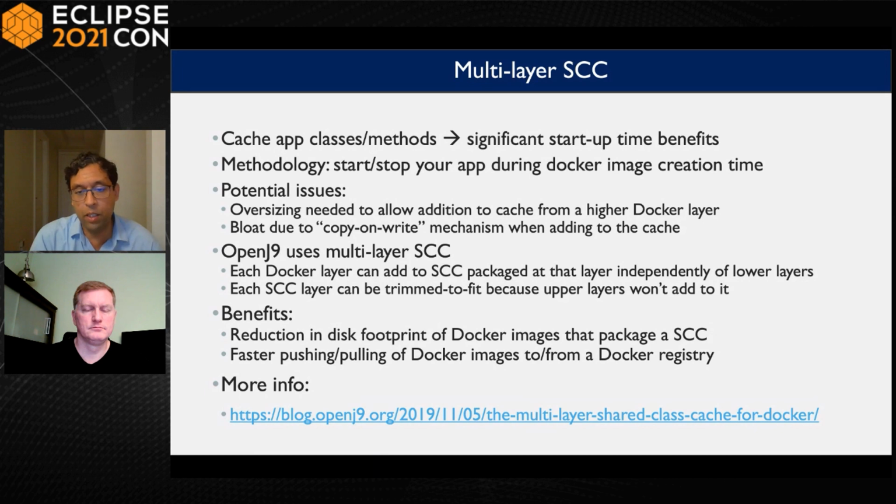One, because these distinct layers are independent of each other, they can be sized independently of each other as well. You don't have to size the OpenJ9 cache to be larger just on the off chance that a higher layer may add some classes to it. The higher layer can size its own layer's shared class cache appropriately. Again, because these are different files altogether, you also don't fall victim to the copy on write problem. You can add classes to the higher layer, and there's no duplicated bytes in your image as a result. Next slide, please.